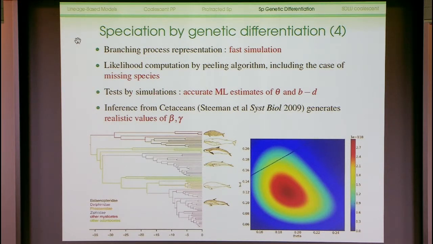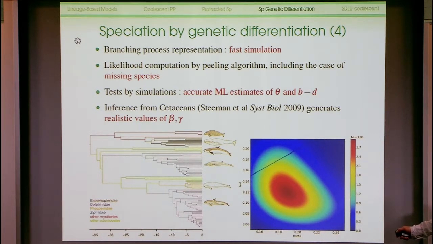And doing a test by simulation, we got very accurate maximum likelihood estimates of theta, this mutation rate, which gives rise to new types and possibly to new species, and B minus D, which is the growth rate of the genealogy. We did that on the cetaceans. So here you have a 2D likelihood plot, B minus D versus theta.